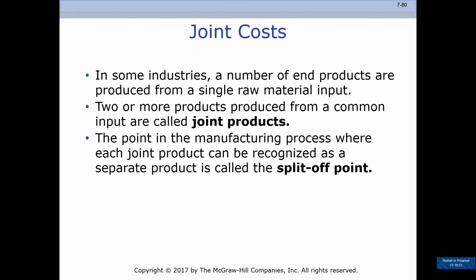We have something called joint costs. In some industries, a number of end products are produced from a single raw material input, like petroleum pumped out of the ground. Two or more products produced from a common input are called joint products. Like you could have gasoline, petroleum oil, jet fuel, different grades of gasoline, and so forth. The point in the manufacturing process where each joint product can be recognized as a separate product is called the split-off point.